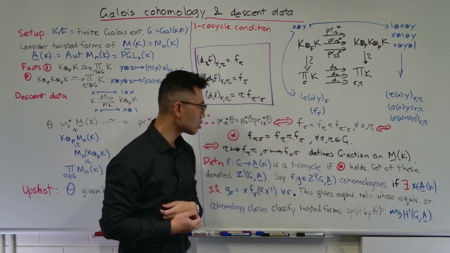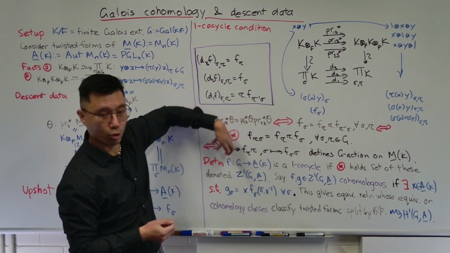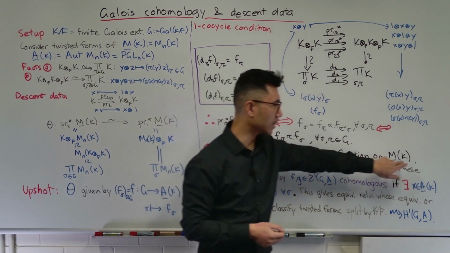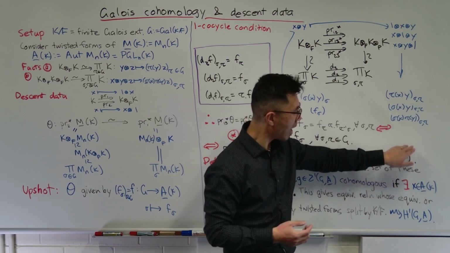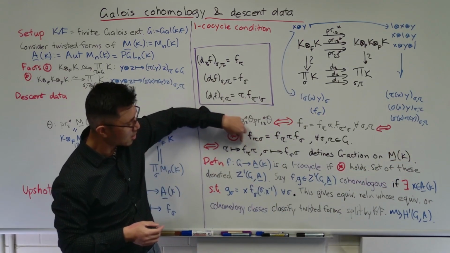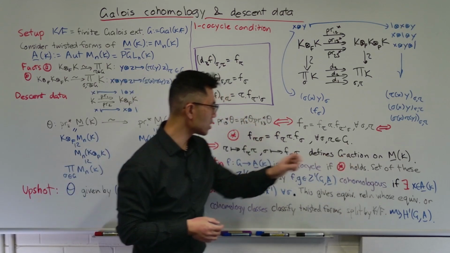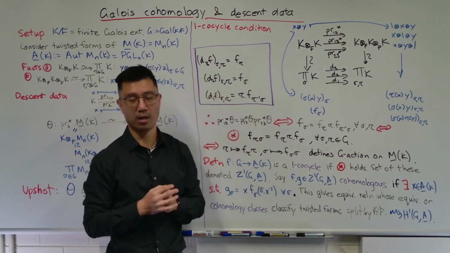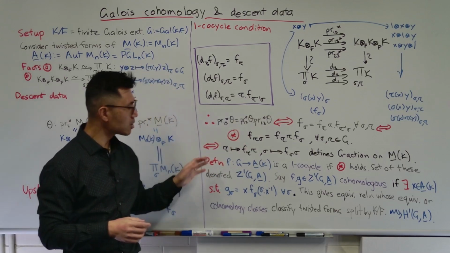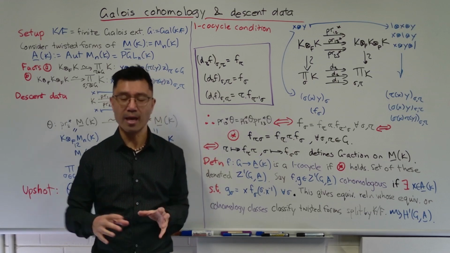So essentially what you want is this condition here. It means that if you define a new action of this Galois group on this M bar K, not the trivial one where you just act on each of the entries, but you twist it using this one cocycle, then you will get a group action precisely when this one cocycle condition holds.